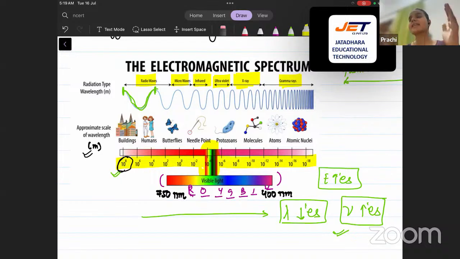And as I am moving from radio to the gamma rays, you should know that the wavelength decreases, frequency increases, and energy also increases. As you can see, the wave is becoming narrower and narrower as I am moving from radio to the gamma rays. So the frequency will increase, because if the wave has become narrow, then the number of waves that can cross a particular point will increase.